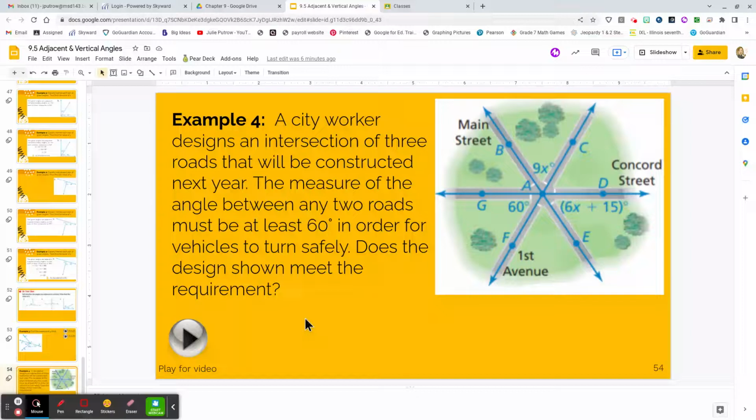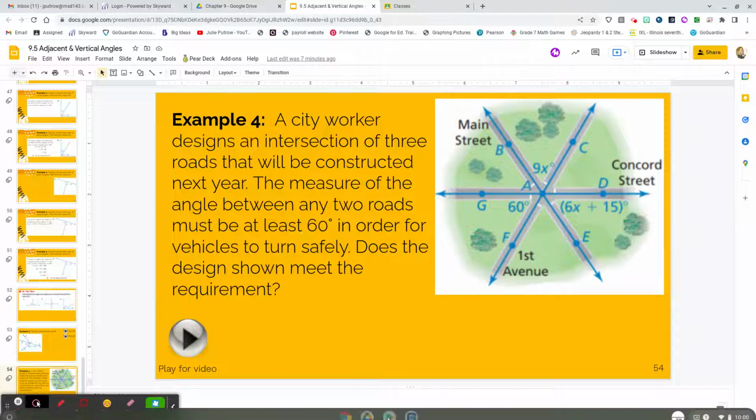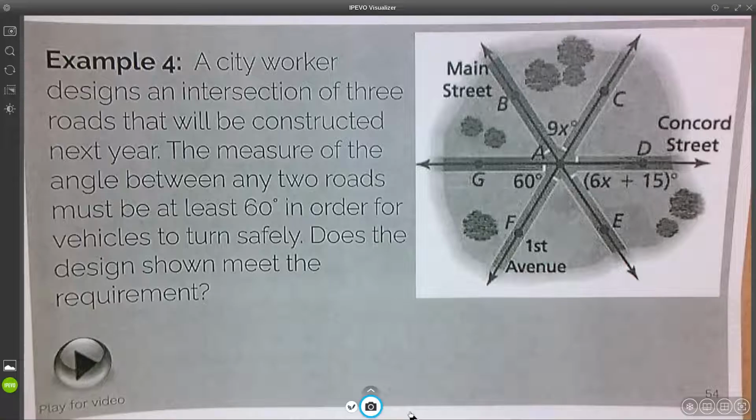In example 4, we're given a map here, and we're told that a city worker designs an intersection of 3 roads that will be constructed next year. The measure of the angle between any 2 roads must be at least 60 degrees in order for vehicles to turn safely. Does the design shown meet the requirement? So we have to check to see that each of these angles measure at least 60 degrees, which is 60 degrees or more. So I'm going to click over to our camera here.